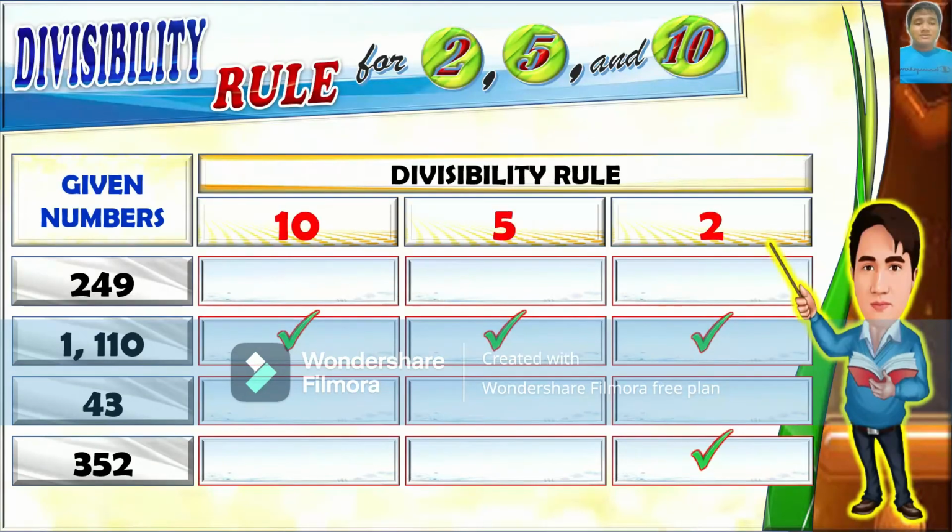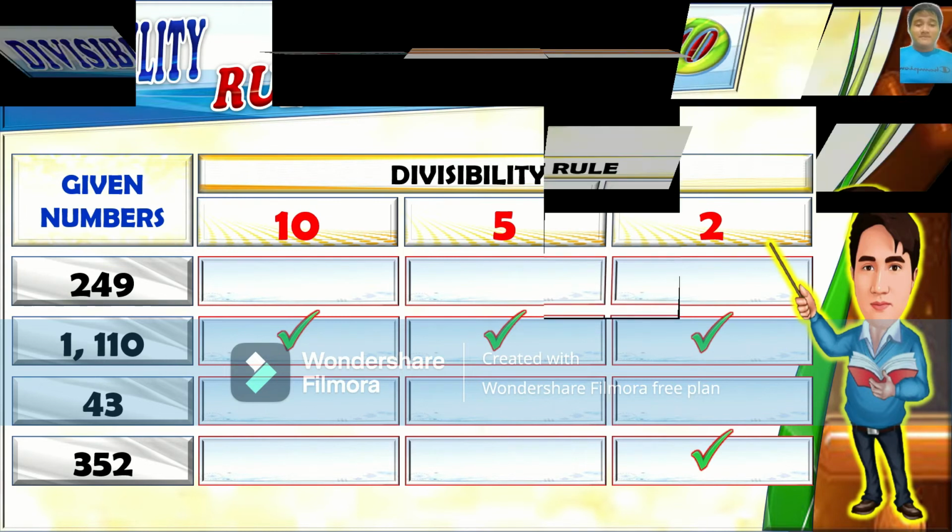For example, 75. And there are also numbers that are not divisible by 2, 5, or 10, especially those numbers that end with 9, 7, 3, and 1. Examples are 249 and 43.